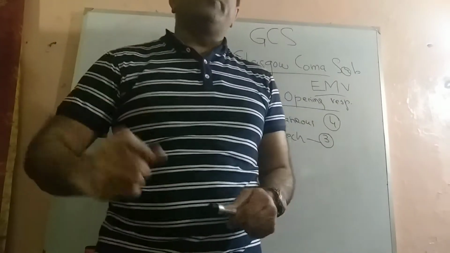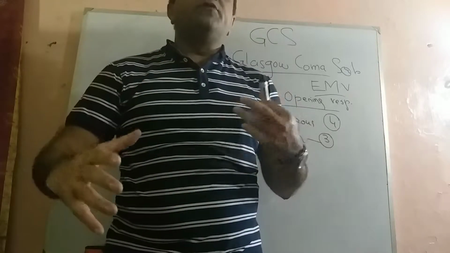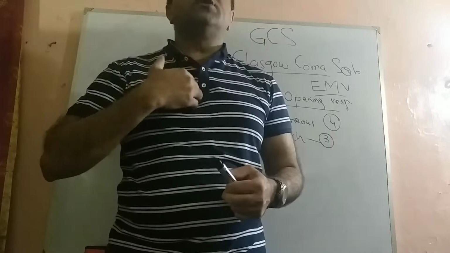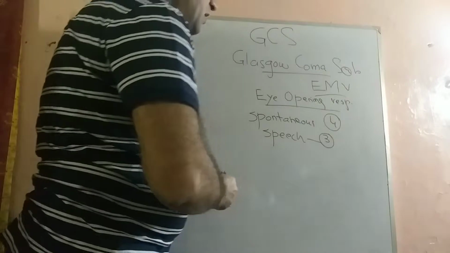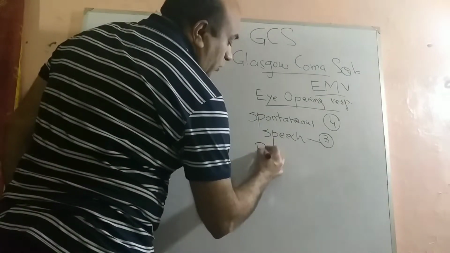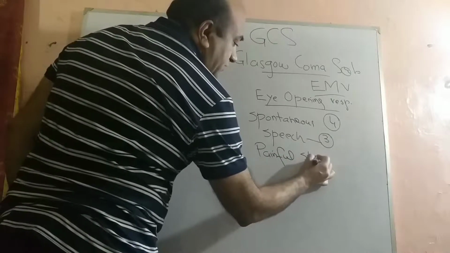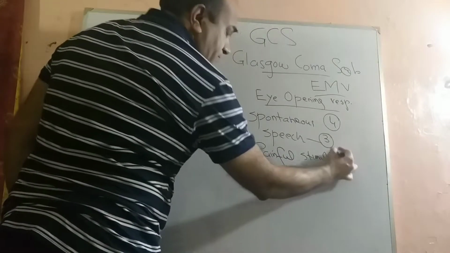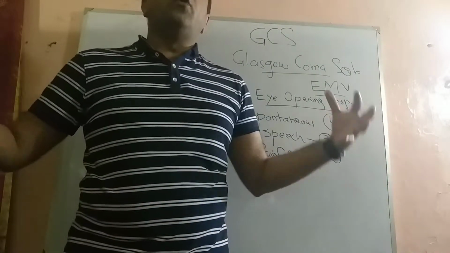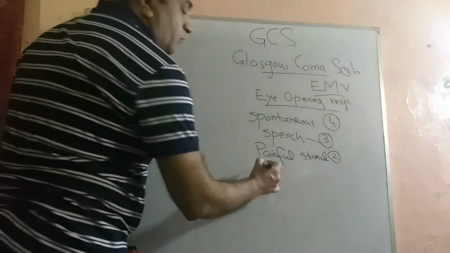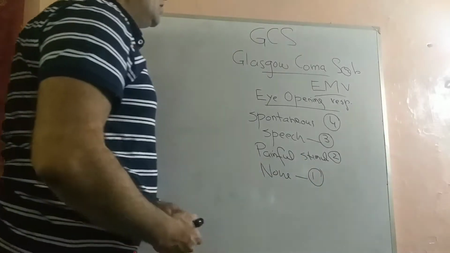If the patient doesn't even respond to your verbal command, then you give a painful stimulus, and by painful stimulus I mean you put pressure on the upper part of the sternum, or above the eyebrows. If the patient responds to painful stimuli and opens the eye, we call it eye opening to pain. We give it 2 marks. And even in spite of doing all this, if the patient doesn't open the eye, you give only one mark. None is given 1. So let's recap it.